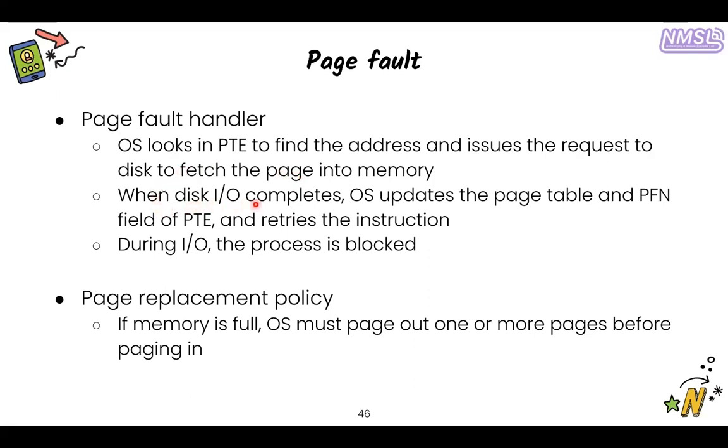Now, when that disk IO completes, the OS updates the page table with the PFN in the PTE, and then you have to retry the instruction, because there was a page fault, so it failed. Now, this is not like a segmentation fault where your process most obviously dies. You just put it in a wait state and you retry. Yes, during IO the process is obviously blocked because you're waiting. So obviously, we need to have pages in and out of memory, so you need a replacement policy.